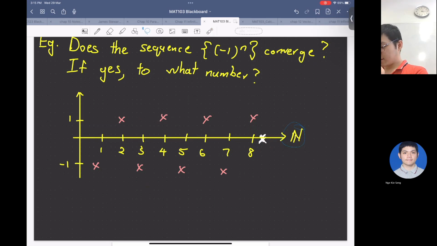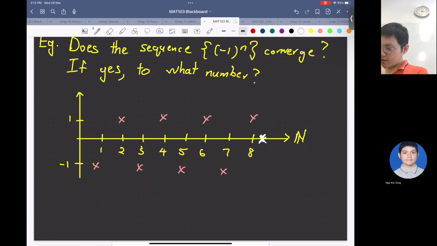Let's extend this axis a little bit. So if we pick 9, it is -1. -1 is still 1 away from 0, but you want it to be arbitrarily close. Meaning if I want to say 0.5 close to it, 0.2 close to it, or 0.00000001 close to it, you can see that from this sequence, you can never find some point that is arbitrarily close to 0. You can never find this point.